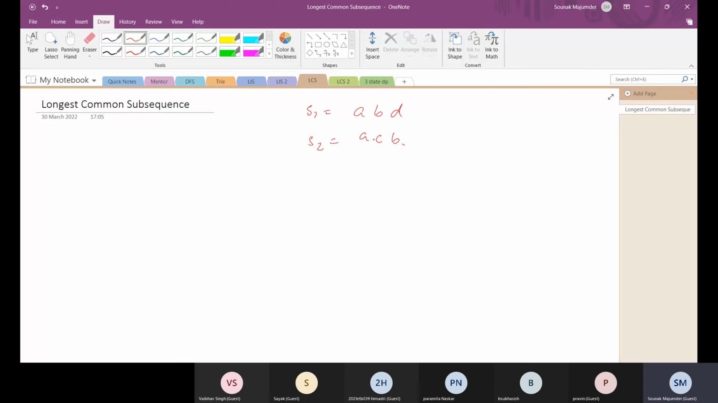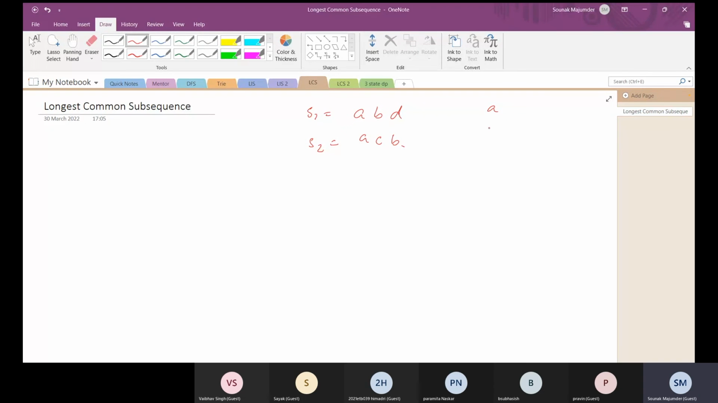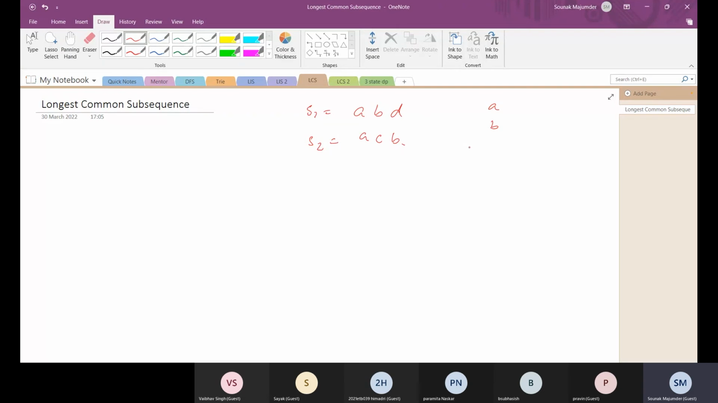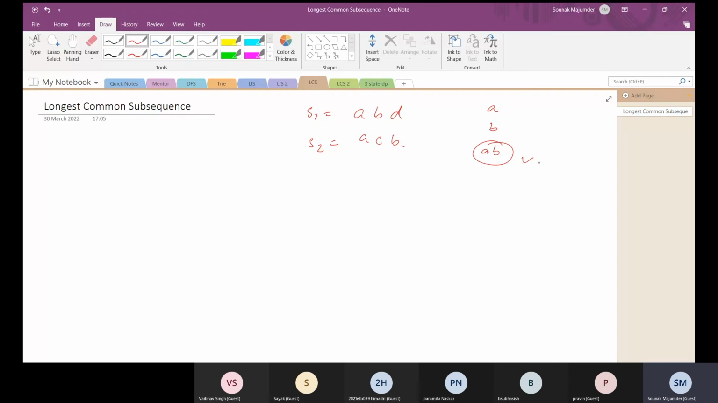So let's search for the common subsequences first in this example. So it is a, it's common. There is b, one length is over, so two length: ab, yeah; ad, no; bd, no; abd, no. So the largest one is ab, whose length is 2.